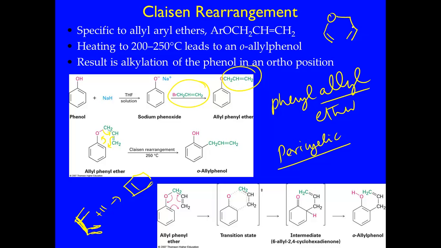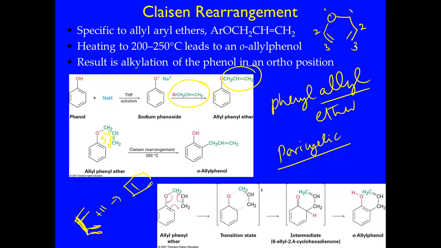There should be 6 atoms, and the double bond should be at position 3. Let's say we start with oxygen and go this direction. That's 3. If you start from that direction, that's also 3. So 6 atoms are connected with each other, and the pi bonds are at the terminals.